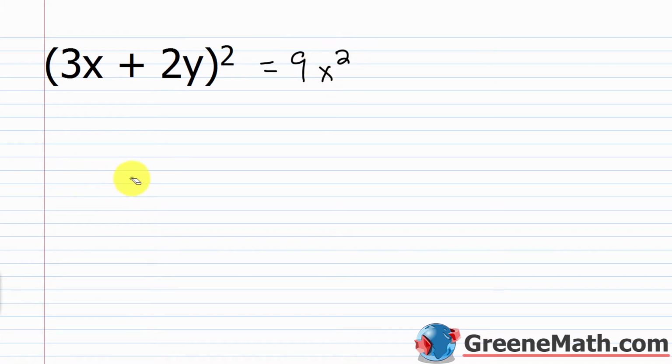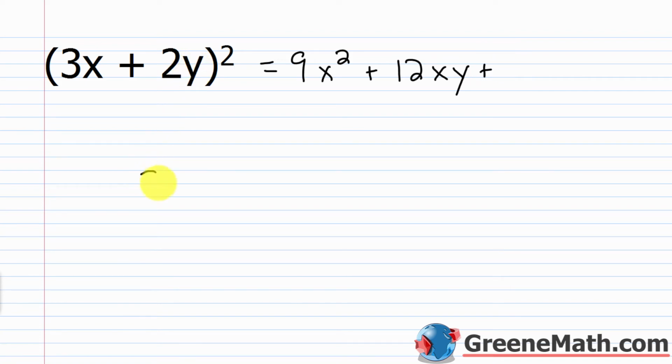Then the next thing I want to do is have plus 2 times the first term times the second term. So 2 times 3 is 6. 6 times 2 is 12. So plus 12. And then, of course, the variables just come along for the ride. So x times y. So 12xy. And then lastly, I have the final term, which is 2y squared.